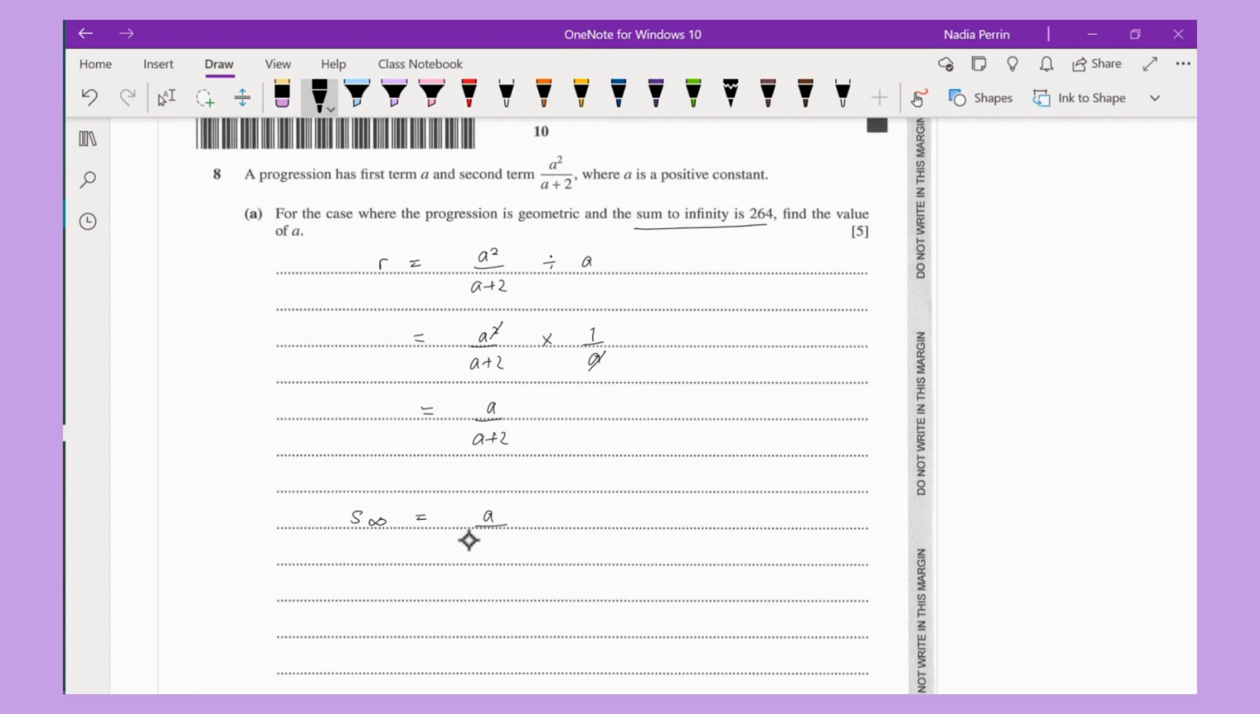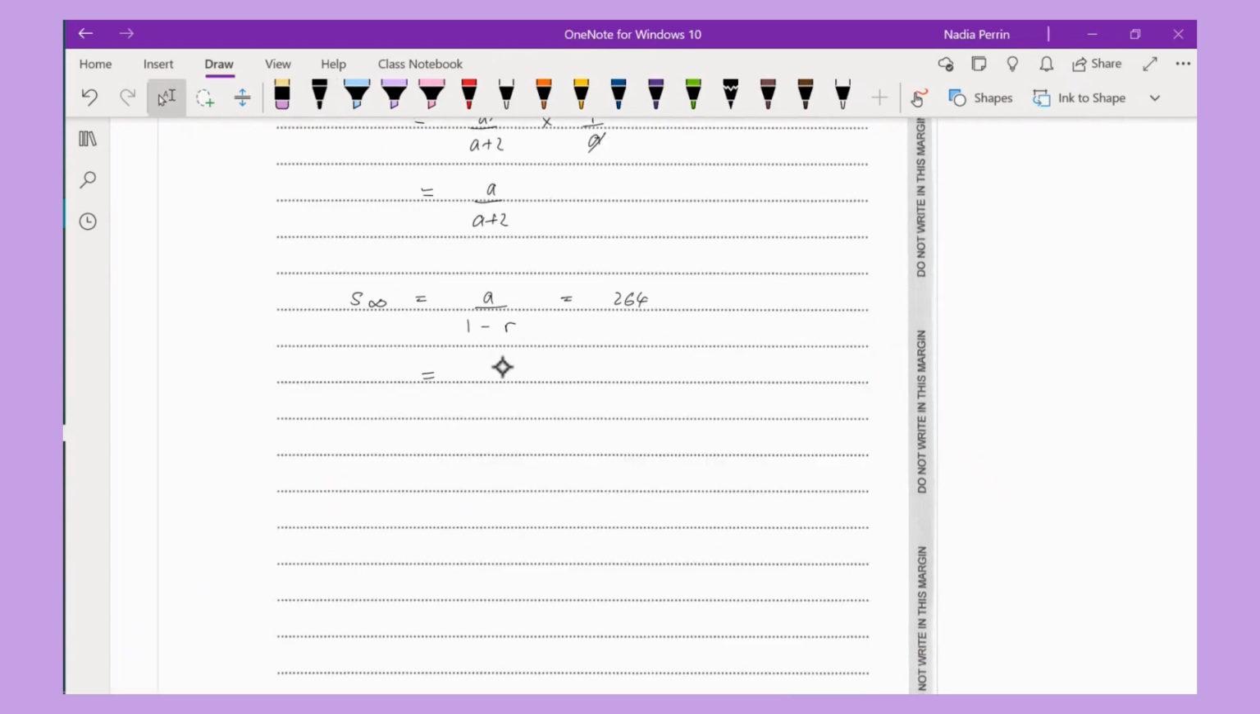Now, the formula for the sum to infinity on your formula sheet is that. So we know that that is equal to 264. So we're going to replace r with that expression that we came up with. Now, again, it's not pretty. So the first thing I would do is multiply that over. So I've got a multiplied by 1 minus a over a plus 2. And then expanding that out.